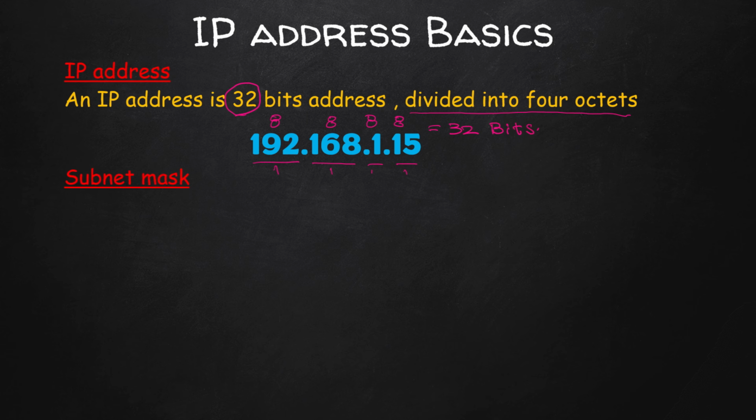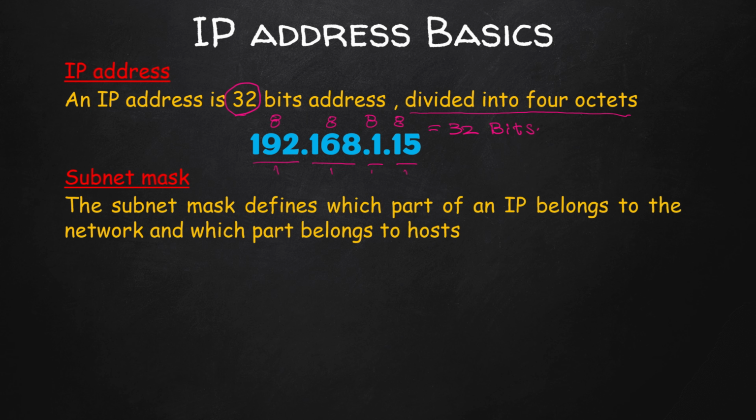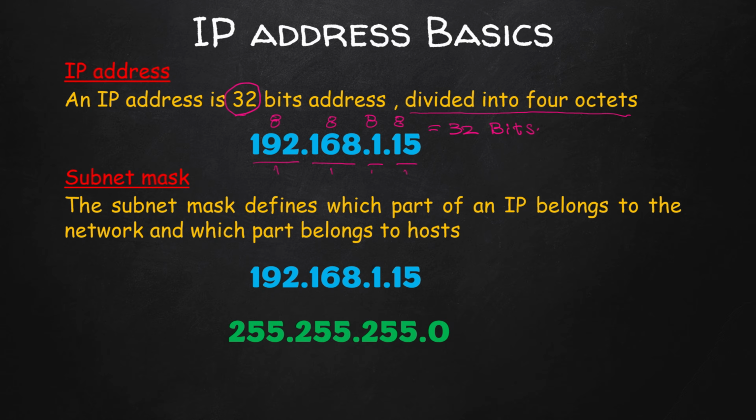Now let's see what a subnet mask is. The subnet mask defines which part of an IP address belongs to the network and which part belongs to the host. This is the IP address, and this is a class C IP address. The class C subnet mask is 255.255.255.0. In this subnet mask you can see 255, 255, 255, and one part is 0. Wherever there is 255, it is the network part, and wherever you see 0, it is the host part.